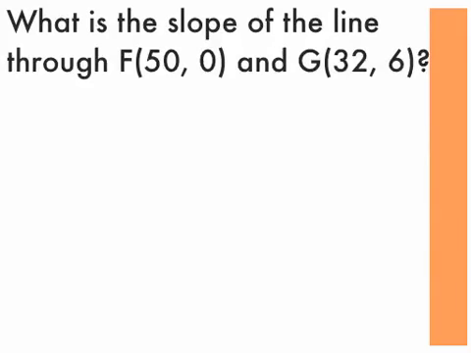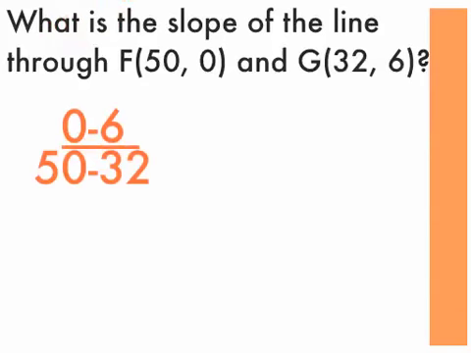The next example says, what is the slope of the line through f at 50, 0 and g at 32, 6? Again, there's going to be two valid ways to do this. I'm just going to show you one on this example. You're going to take your x or your y values and subtract them. I chose to do 0 minus 6. Because I chose 0 first for the y's, I need to choose 50 first for the bottom x's. So I have 0 minus 6 over 50, because it came from the same ordered pair as 0, minus 32, because it came from the same ordered pair as 6. When I subtract these, I get negative 6 over 18.